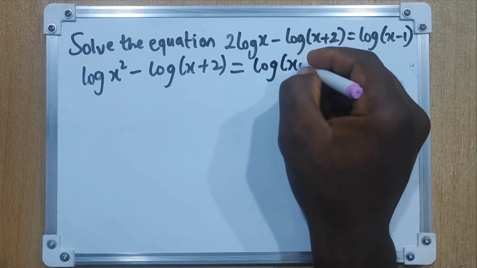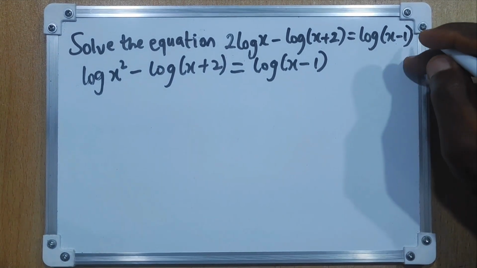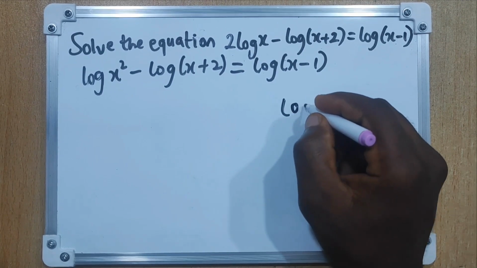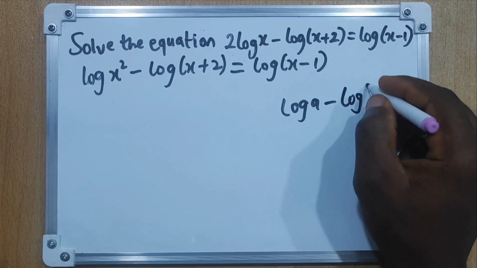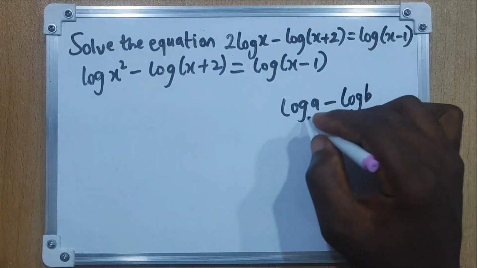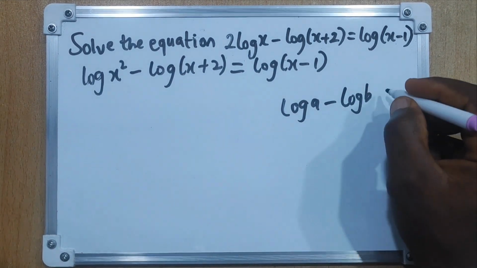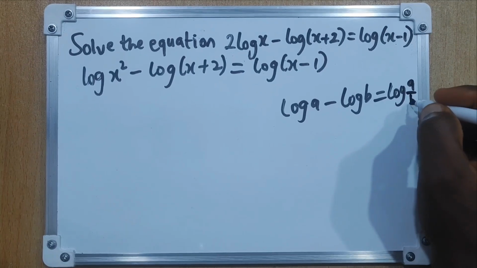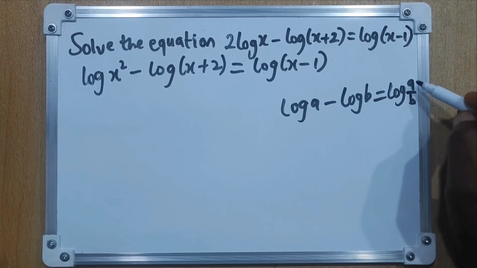log x minus 1. So the next thing I want to do is apply another law called the division law. That law says if I'm subtracting logarithms, let's say log a minus log b, as long as these logarithms are to the same base, this is equal to log a divided by b. That means I'm just going to bring them under a single logarithm and divide them.